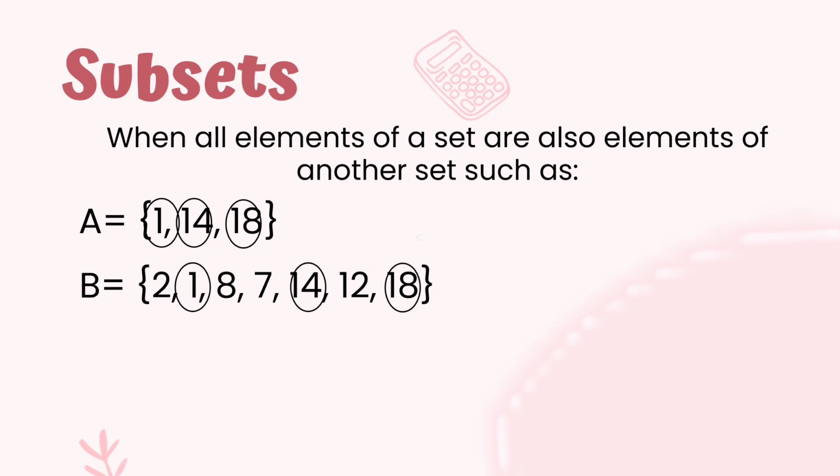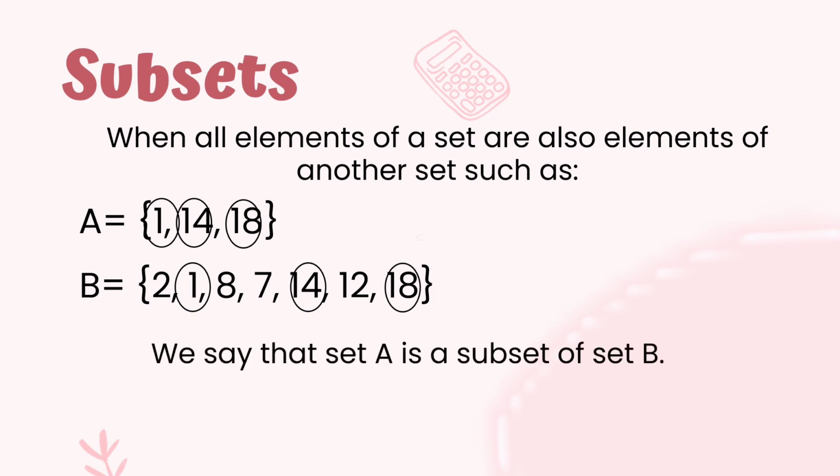So again, when all the elements of a set, such as this set A here, are also elements of another set, such as this set B here, we'll say that A is a subset of set B, and this is denoted as set A is a subset of set B.